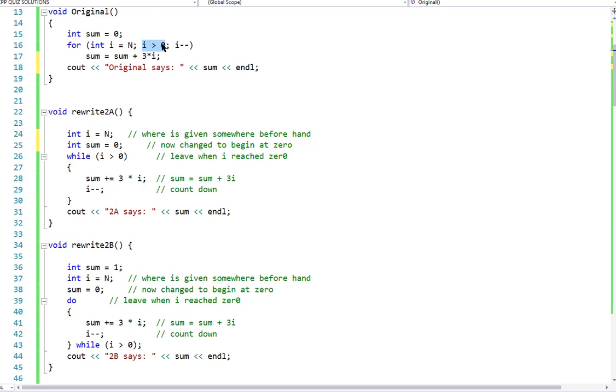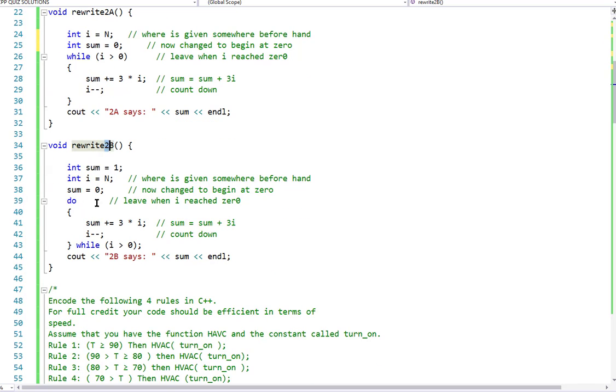Right here I see I greater than 0, so I say stay in the loop while I is greater than 0. So I've done exactly what the for loop has done. What has the for loop done? When it comes in here, first thing it does is say I equals n. First thing I do is say I equals n. The next thing it does, it checks to see if I is greater than 0. I check to see if I is greater than 0. The next thing it does, it goes into the body. Next thing I do is I go in the body here. The next thing it does, it says I minus minus. The next thing I do is I minus minus. The next thing it does is checks to see if I is greater than 0. I check to see if I is greater than 0. So this loop is actually syntactically different, but logically equivalent to the first one.